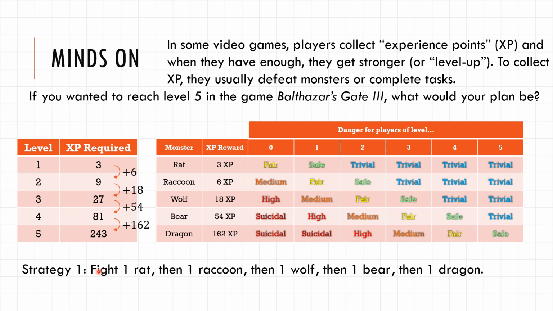And the other strategy, going the other way entirely. Remember in the other strategy that we used in Balthazar's Gate 2, we said, oh, I could kill 15 rats. Well, how many rats would it take for you to get all the way to level 5? 243 experience points divided by 3 experience points per rat would be 81 rats. Even at level 2, rats become super easy to kill. And at level 2, you just need to kill 3 rats. And then the other 78 rats, you're just walking around one-shotting them, it's so boring.